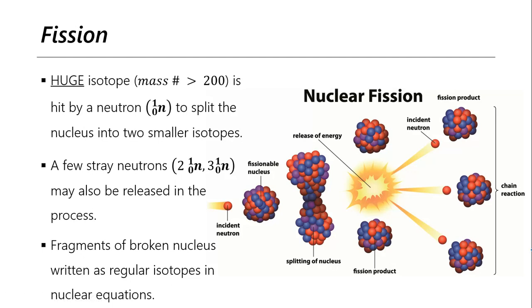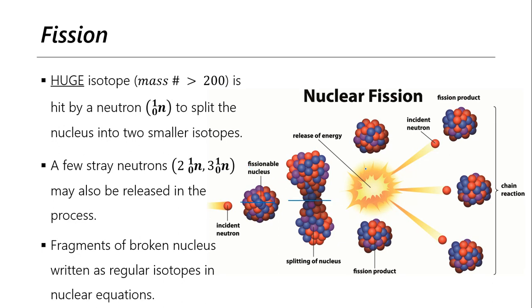Next up is fission. Fission is where we have something huge. It's an incredibly massive isotope, usually with a mass number above 200. We break it apart by hitting it with a high-energy neutron, and we end up splitting that large isotope into smaller isotopes, kind of like what is shown in this picture here. So we throw in a neutron. It breaks this nucleus. It's fissionable, which means it can go through fission.